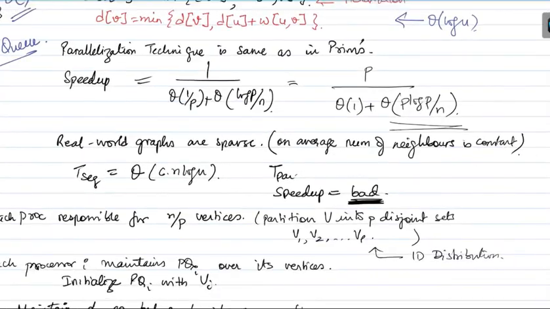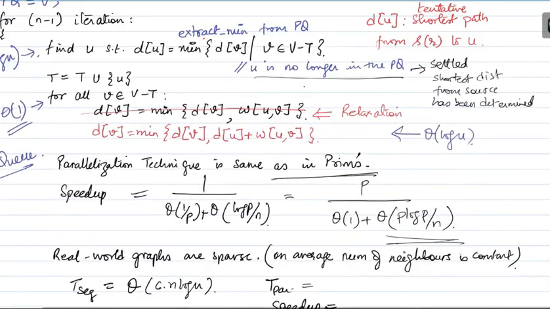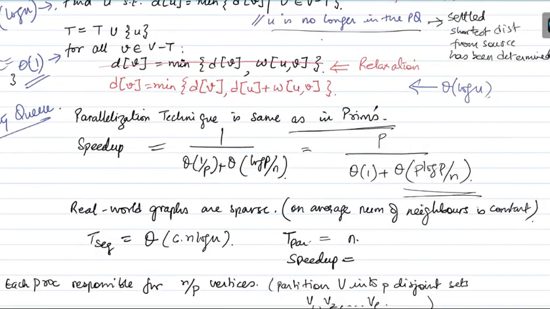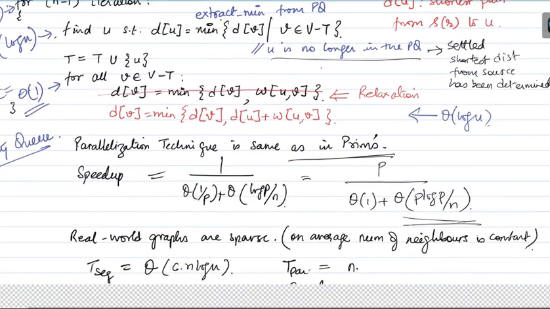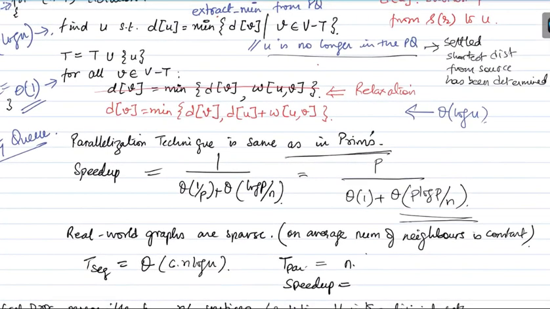Let me just step back for a second here. The parallelization technique that we used for Prim's, that's what we were discussing earlier. If we use the same parallelization technique even for the case of sparse graphs where we are using priority queues, what is the parallel time going to be? Again, there are n iterations. I can't do anything about these n iterations. And for the min operation, I can use priority queues. Each processor will be responsible for n by p of the vertices, so this is going to be n times log of n by p.